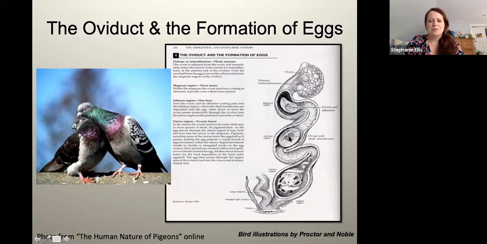Another 4 hours or so here, getting shell membranes. And then where the egg takes the most time is in the actual uterus. And this is where it gets its outer hard calcified shell, which we're going to talk about. I'm going to talk about what that is composed of. This is also where pigments are added onto the egg.